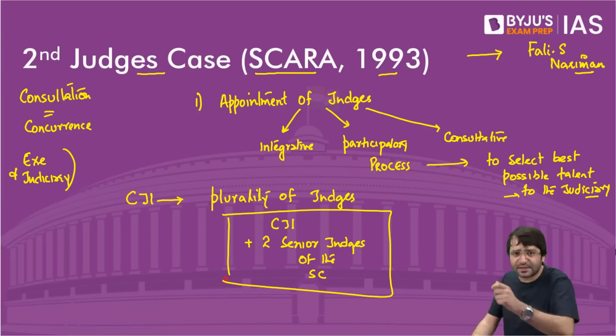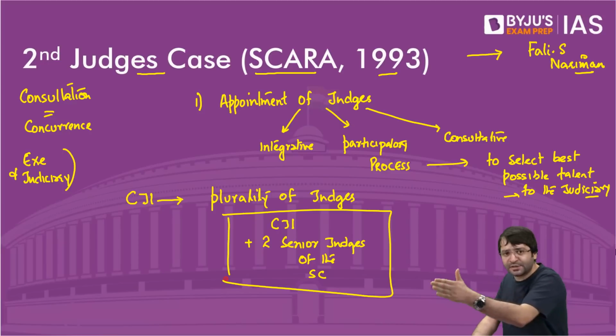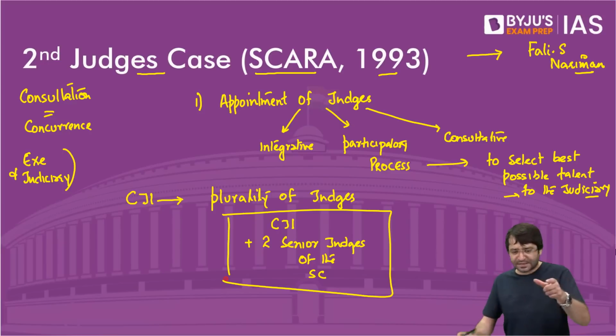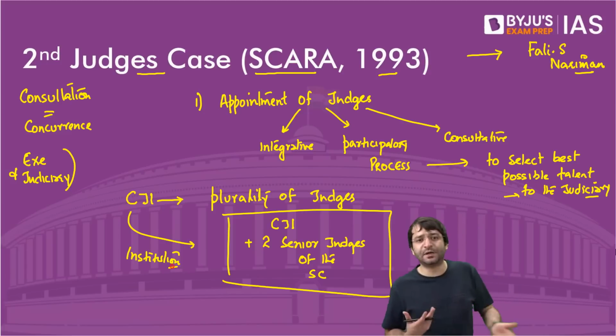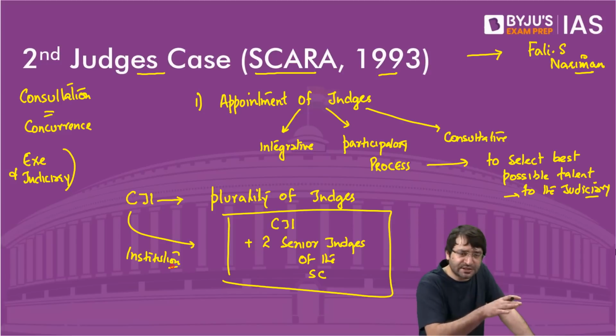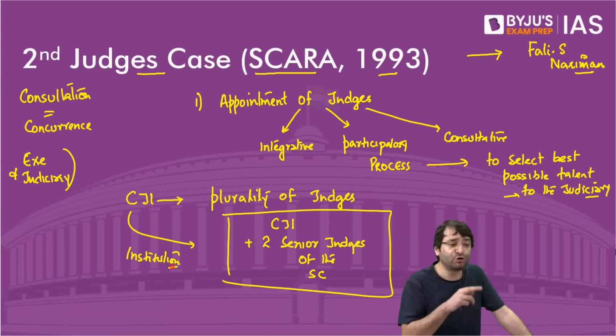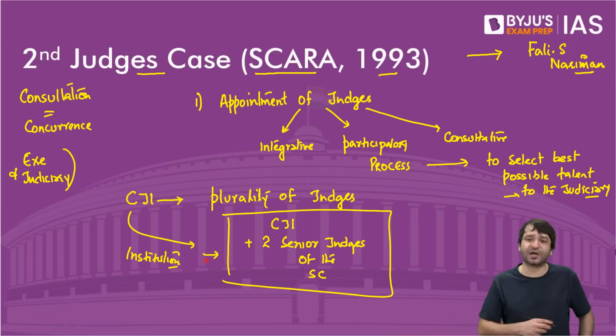So whenever there is a vacancy, whether in the High Court or in the Supreme Court, the President will consult not the Chief Justice of India as an individual, but the Chief Justice of India as an institution. Because we are the final interpreters of the Constitution. When the Constitution says the President shall always consult the Chief Justice of India, it did not mean the Chief Justice of India as an individual. It means the Chief Justice of India as an institution. So you have to consult a plurality of judges: the Chief Justice of India and two senior judges of the Supreme Court.